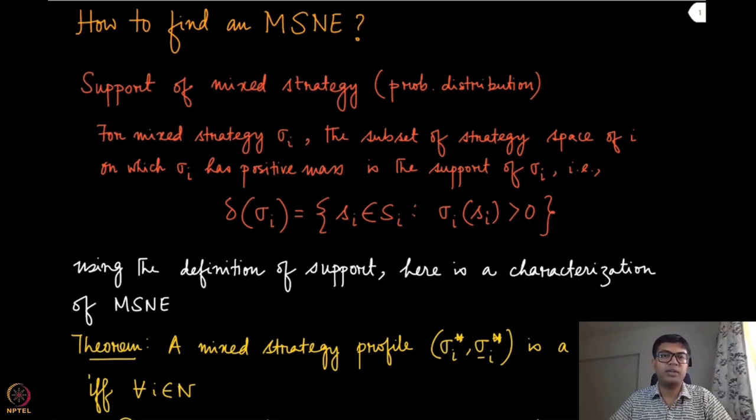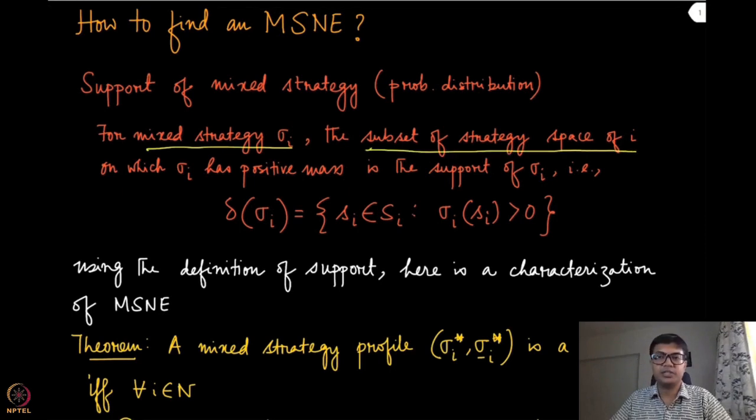And for that, we'll have to develop a little bit more definitions and notation. So first, we are going to define the support of a mixed strategy. This is also the same thing as the support of a probability distribution. If you are looking at a specific mixed strategy, which is nothing but a probability distribution of a specific player over the strategy space SI, then the support is the subset of that strategy space of that player on which this mixed strategy has positive mass. So note that it has to be positive. We know that probability masses are always non-negative, but we are just isolating those strategies where the mass is positive. That is going to be called the support of sigma I.